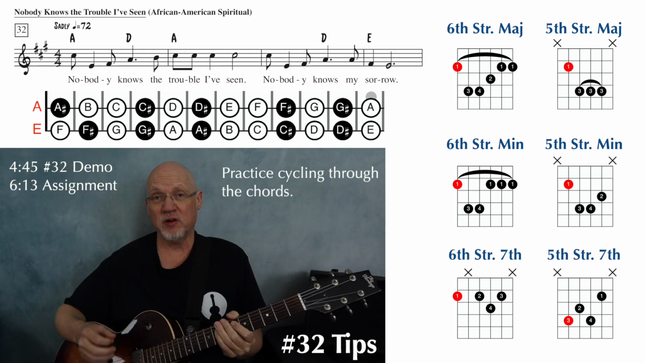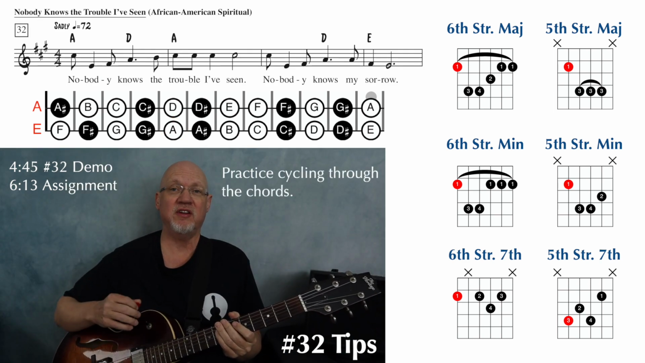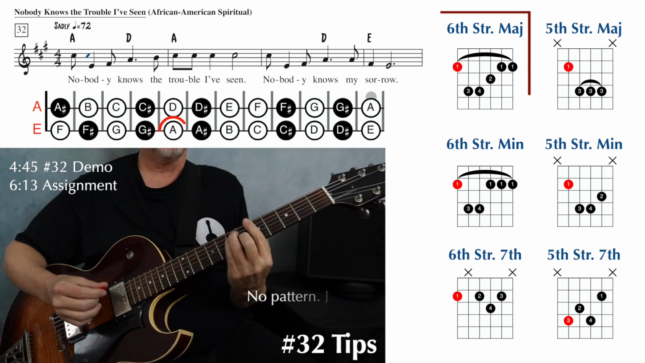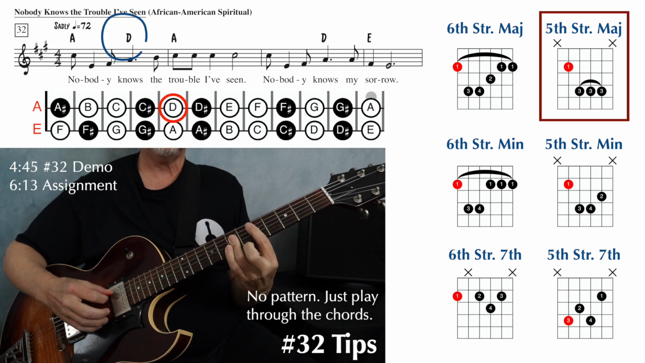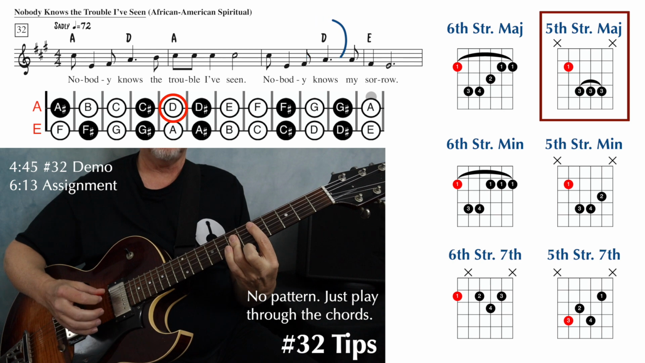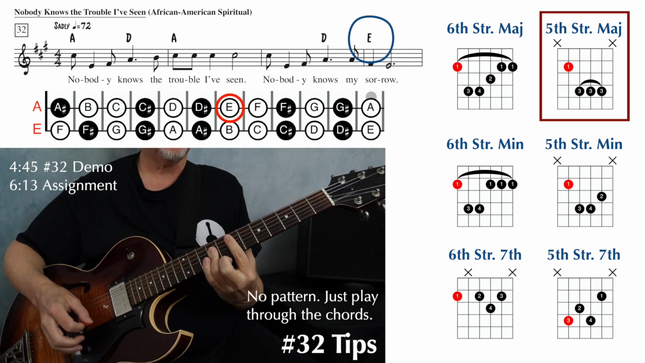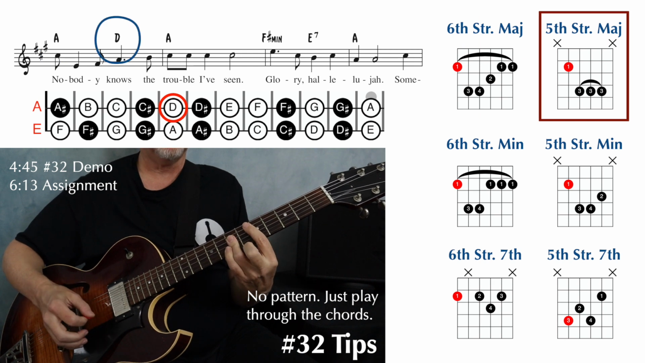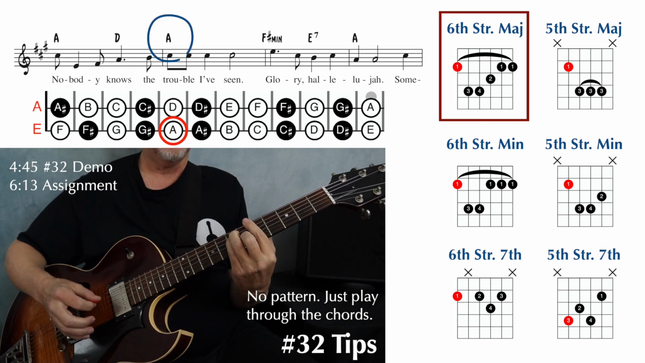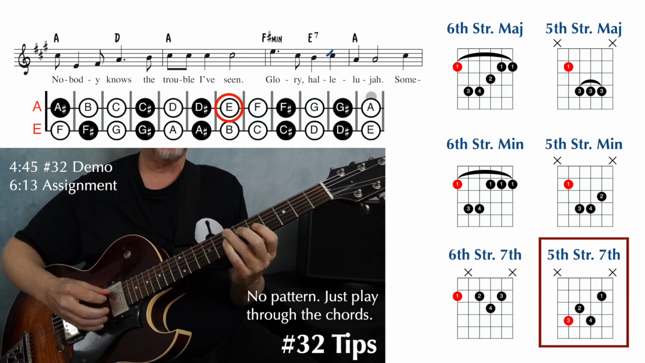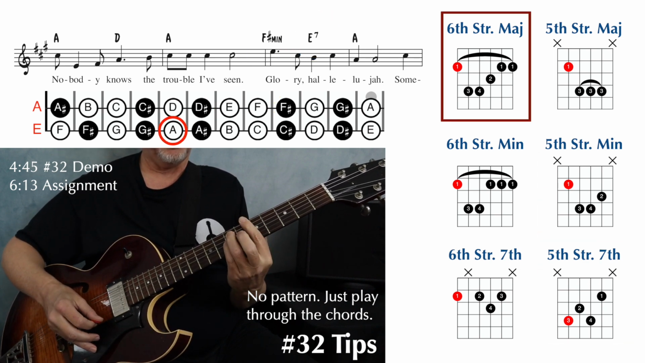After you've figured out where to play your chords in the first 2 lines, I do recommend cycling through the chords. Don't worry about any kind of strumming pattern, just strum each chord once. A, D, A, D. 2 frets higher is our E major. 2nd line, A, D, A, F sharp minor, whichever way you want to play it, E7, and A.